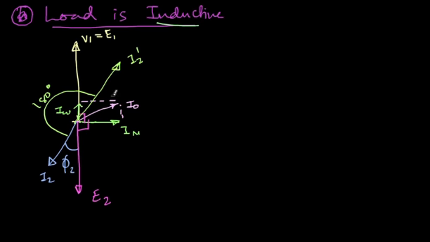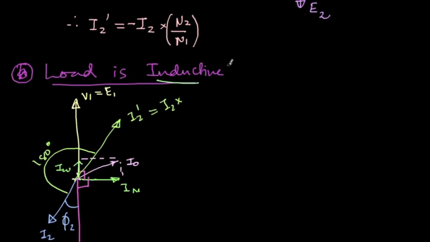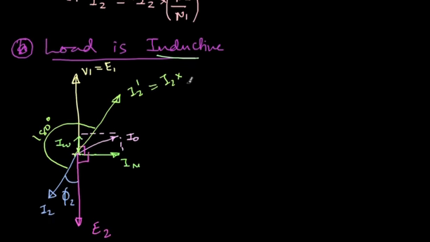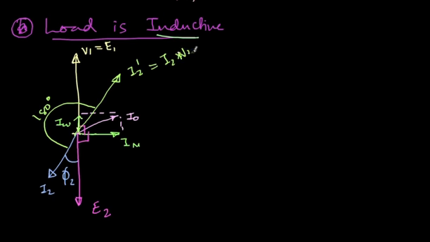And what about the length of this I2 dash? So I2 dash will be I2 multiplied by, as I defined earlier, N2 by N1. Because I2 N2 is ampere turns and I1 N2 dash is ampere turns. Then I add these two.